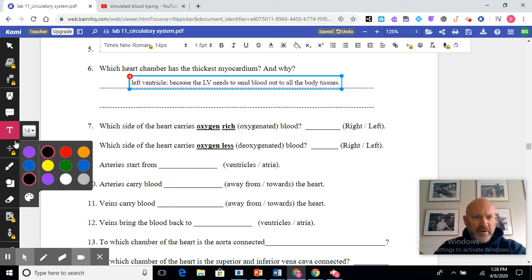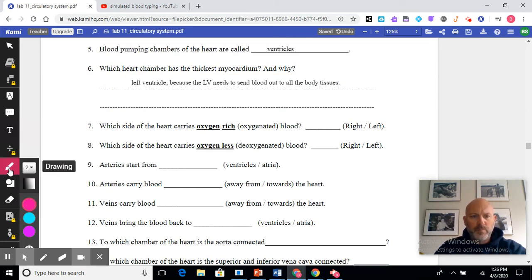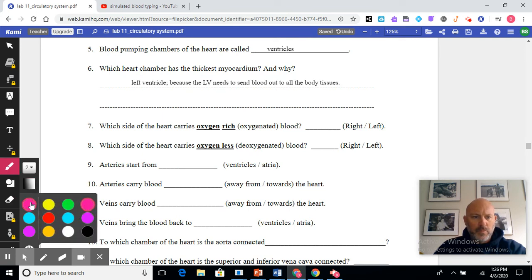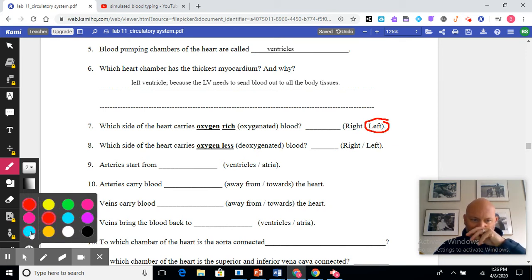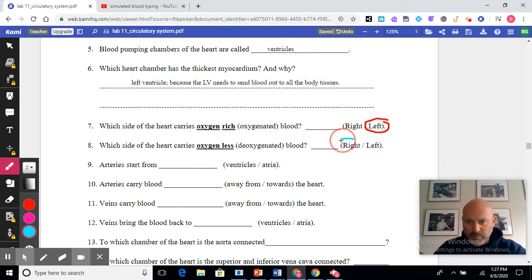Which side of the heart carries oxygen-rich blood? Well, this is going to be the left side here, right? The left side. And which side of the heart carries oxygen-poor blood? Well, this is the right side. The right side.